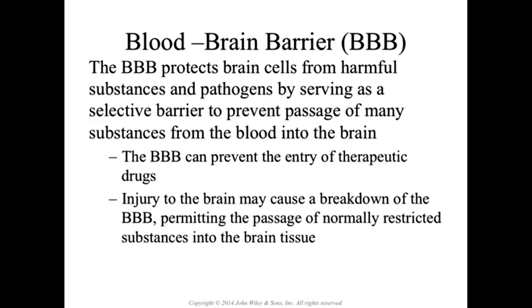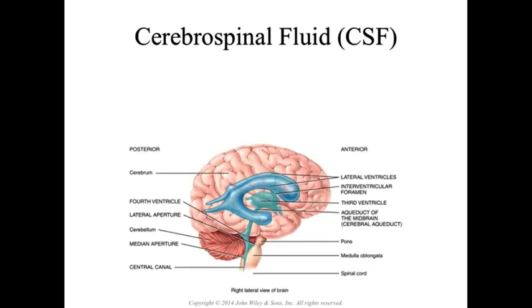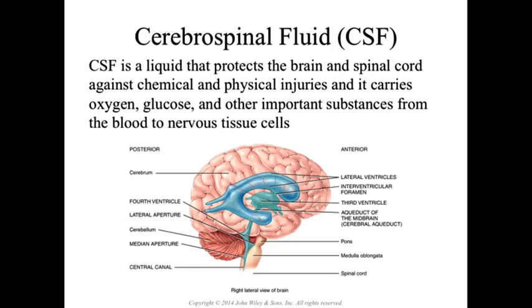Injury to the brain can cause a breakdown of the blood-brain barrier, permitting the passage of normally restricted substances into the brain. CSF, cerebrospinal fluid, is a liquid that protects the brain and the spinal cord against chemical and physical injury, and it carries oxygen, glucose, and other important substances from the blood to nerve tissues. And this is where we have those 4 ventricles.